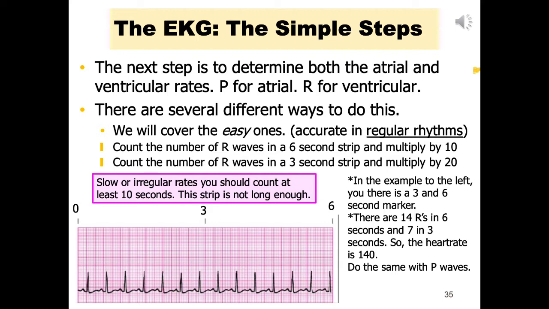The other way is to count the number of R waves in a 3-second strip and multiply by 20. There are 7 R waves in a 3-second strip, so the heart rate is 140. And there are 7 P waves, therefore the atrial rate is 140. For slow or irregular rates, you really should count at least 10 seconds, and in this case, the strip is not long enough.